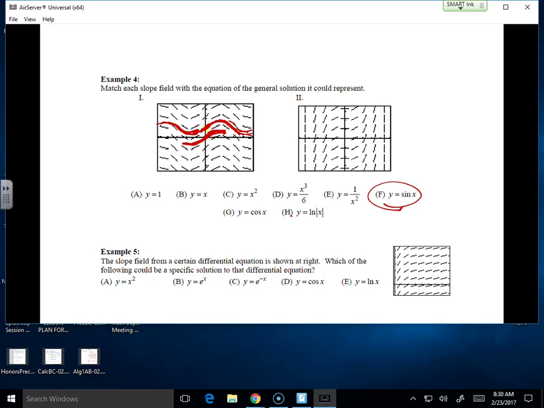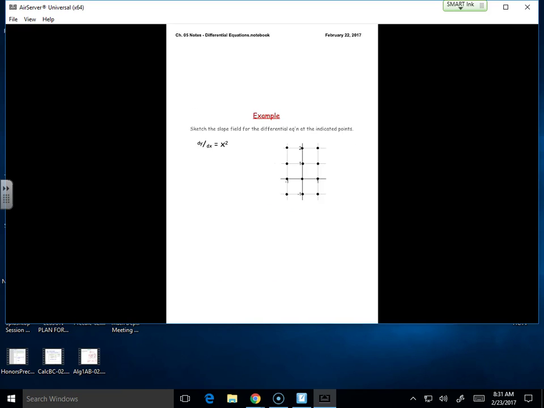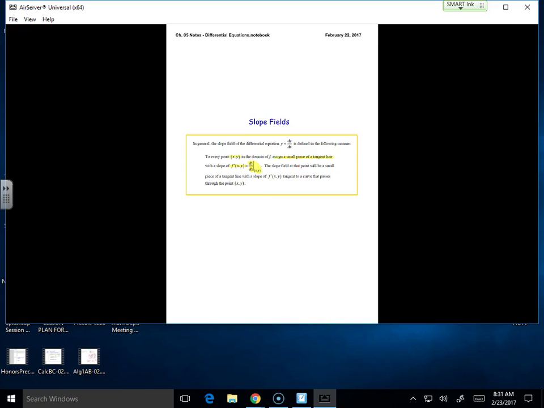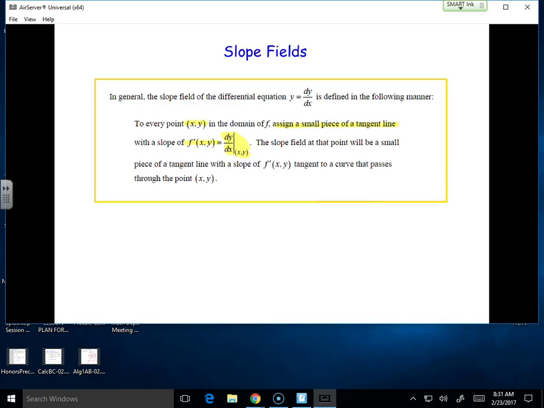Now, if y is sine, can anyone tell me what differential equation that would match to? If y is sine, then dy/dx would be cosine, and the answer would be yes. We're going to get back to that in just one second. First of all, let's write some stuff. That's our little technical definition.